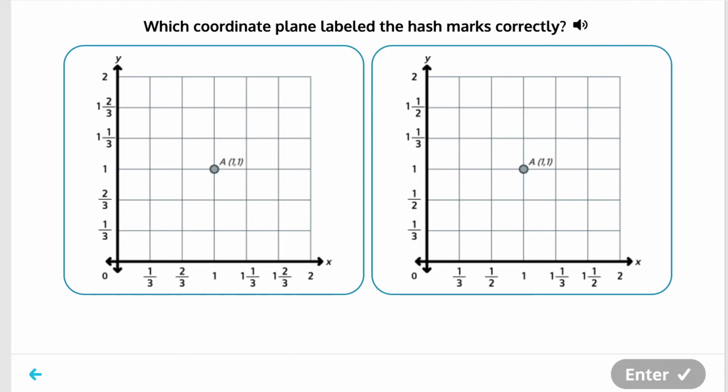Now, label the rest of the hash marks on the x-axis and y-axis. So which is labeled correctly? And remember that you want to make sure you're looking for the coordinate plane that's accurately counting by thirds. So go ahead and turn and talk to a partner or type into the Zoom chat which one is labeled correctly, A or B. Pause the video if you need to.